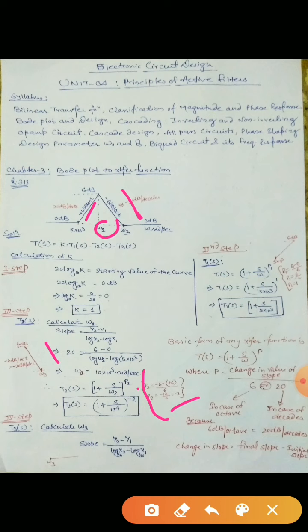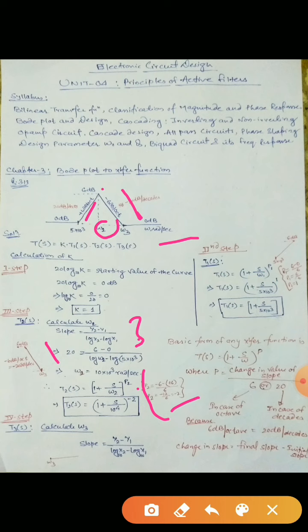So how to calculate this omega 2? Omega 2 can be calculated with the help of the equation of slope. M is equal to y2 minus y1 divided by x2 minus x1. But here what is x? X is on a logarithmic scale. So x2 and x1 will be in the form of log of x2 minus log of x1. So my formula will be like this: slope is equal to y2 minus y1 divided by log of x2 minus log of x1.